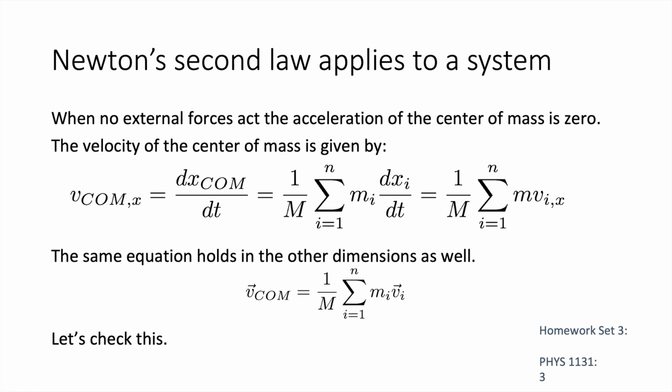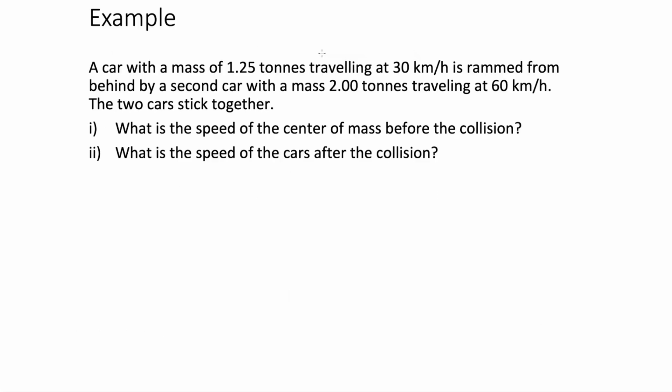So let's have a look at an example now. In this problem, we have a car with a mass of 1.25 tons traveling at 30 kilometers per hour. Let's draw it here. The mass of this car is equal to 1.25 tons, and its speed is equal to 30 kilometers per hour. And it's going this way.